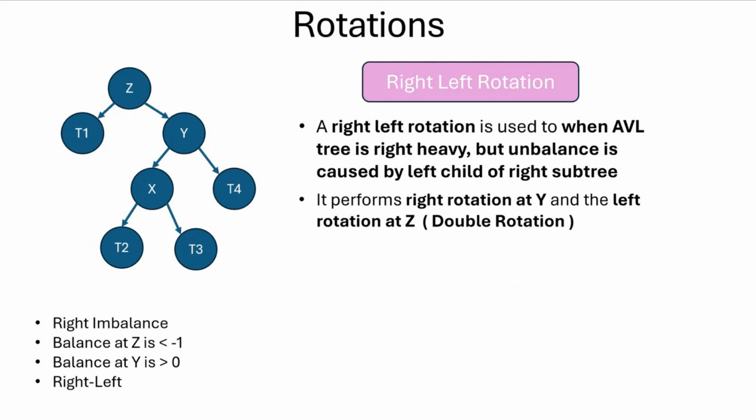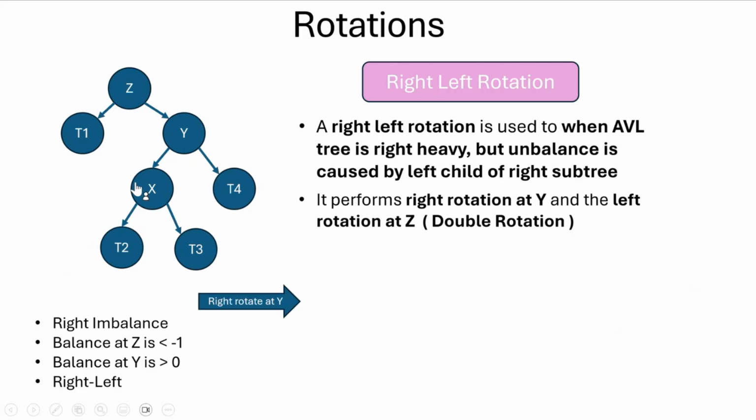Now let's understand the last rotation, which is right-left rotation. So right-left rotation means that at a node Z, which is the smallest impacted or unbalanced tree, it is unbalanced because of the right side heavy, 1 minus 3, minus 2. So right side heavy. But it is unbalanced because of the left child of the right subtree. So it means that it is right imbalance. Balance at Z is less than minus 1. But balance at Y, which is the taller side of Z, is greater than 0. It means it has more height on the left side. So that's why it is right, left.